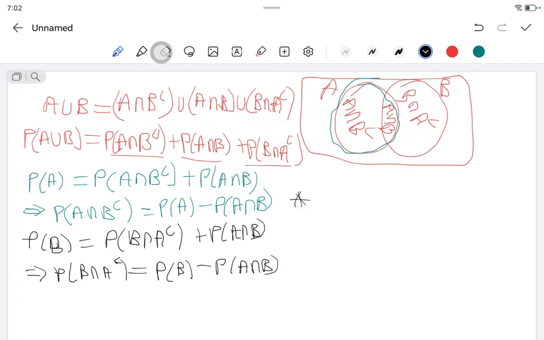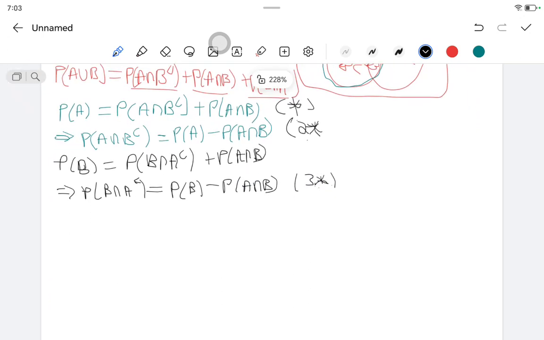So I have this and this. Let me call this one star, the next one 2 star, and then this one 3 star.